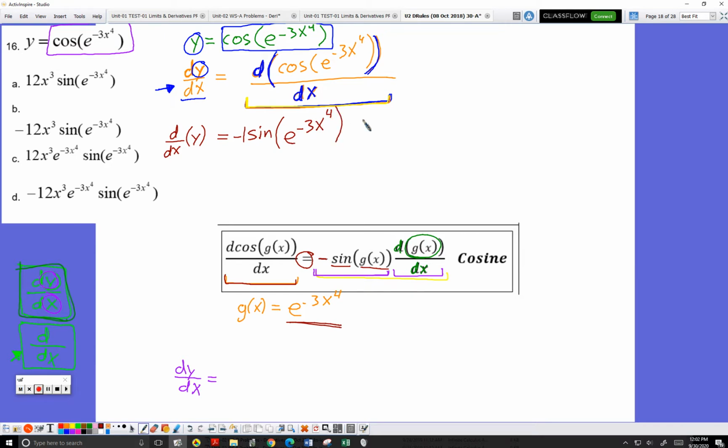Now I have d over dx of that same g of x. Any questions from anyone? Please, Dave. How do you tell the difference between the part of the equation that needs to be worked and the part of the equation that you just found from using the rule?